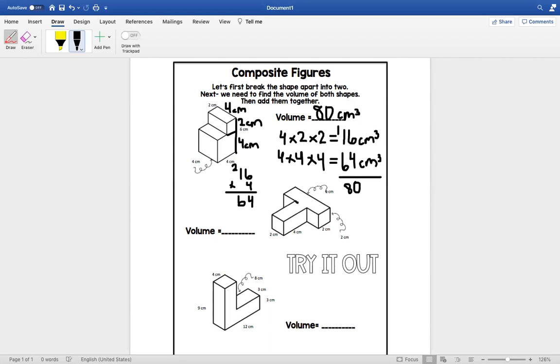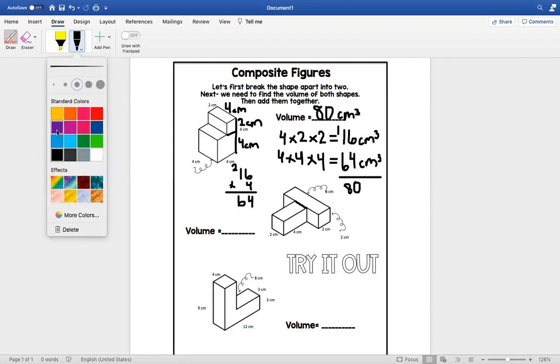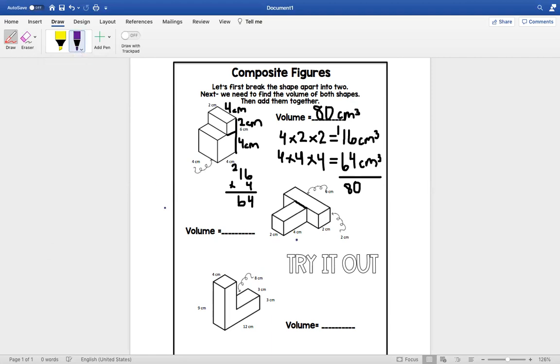I'm going to break it right here because that makes me have two rectangular prisms. And I'm going to go ahead and change my color so that we don't get confused from one problem to the next. So I can see my first prism, I already have a 4 by 2 shape. And I need to figure out the length of my height because I already have my length and width. So I know I'm going to have a 4 by 2, and I need to figure out that height.